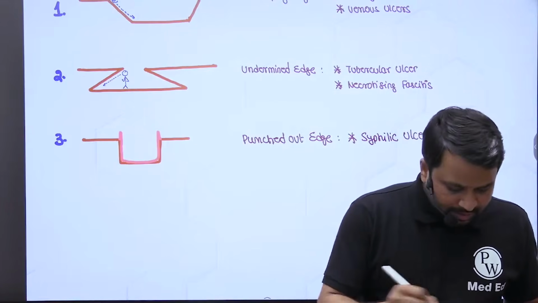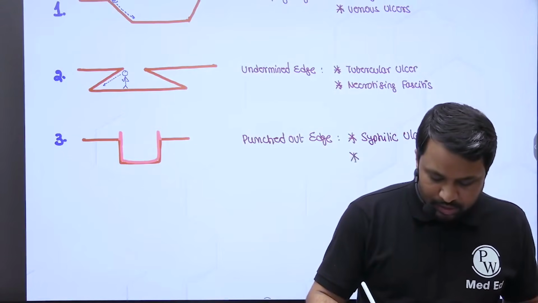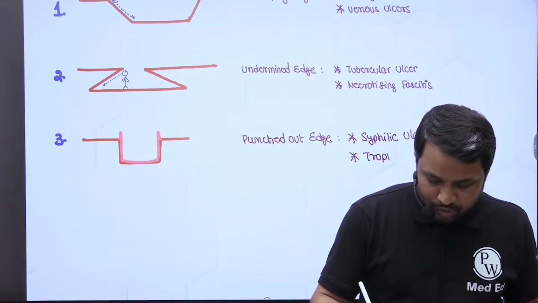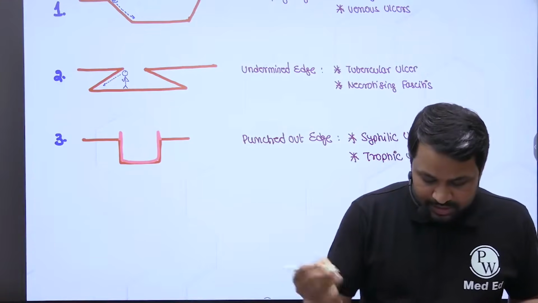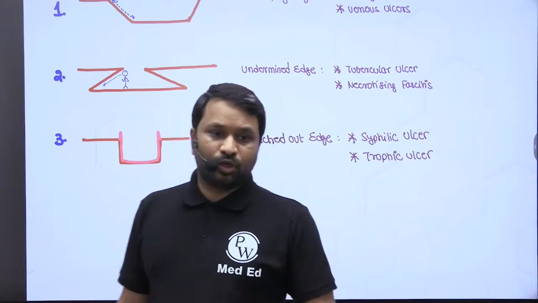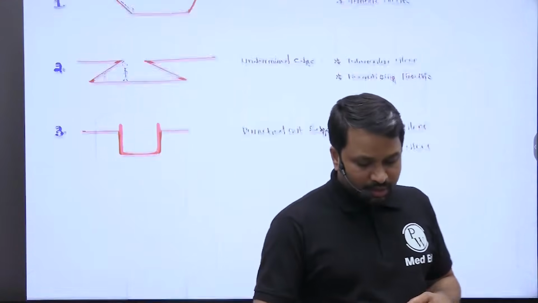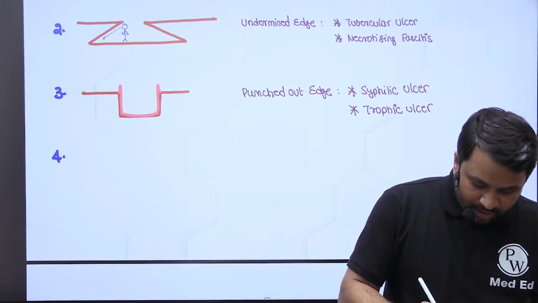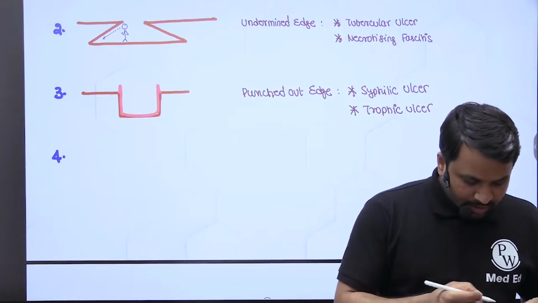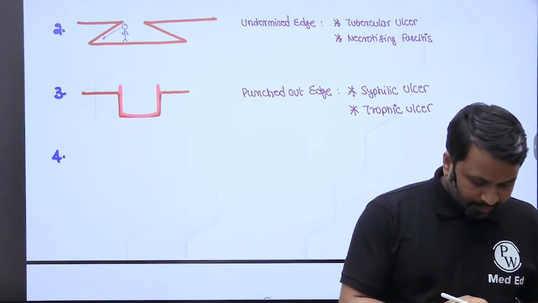It is seen in the syphilitic ulcer and also in your diabetic foot, that is your trophic ulcer. So it is the punched out edge, seen in the syphilitic ulcer or the trophic ulcer. Another variety of the ulcer edge that you will see is going to be raised and everted.